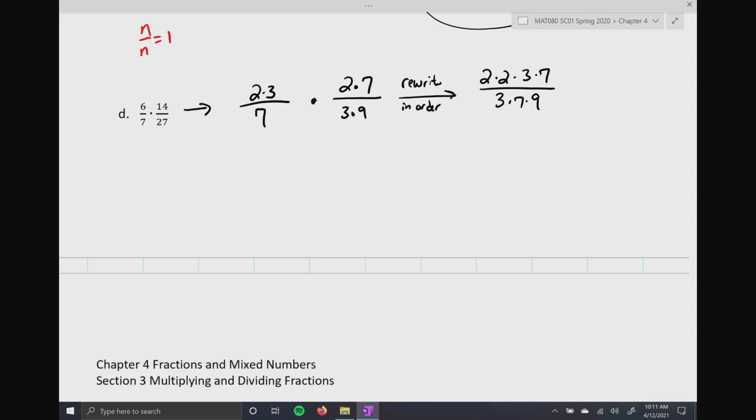Now, go ahead. So how you wrote at the bottom 3 times 7 times 9, does it have to be in that order, or can it be 7 times 3 times 9 the way you wrote it? It could be any order you want it to be. I put them in numerical order because it's easier for me to see. Okay? So all I'm doing is rewriting.